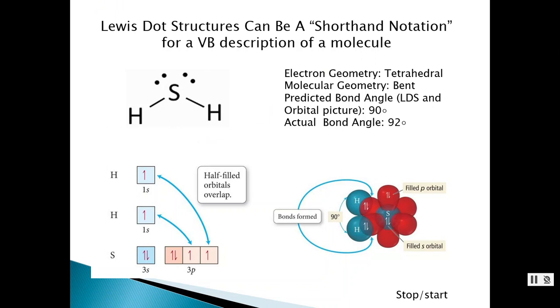In the next video, we're going to talk about how, while Lewis dot structures are helpful, sometimes they do not give a full picture. And when that happens, we can still think about covalent bonding as involving overlapping orbitals. But when those orbitals overlap, they create something called a hybrid orbital. And that is something that we will investigate in the next and in subsequent videos.